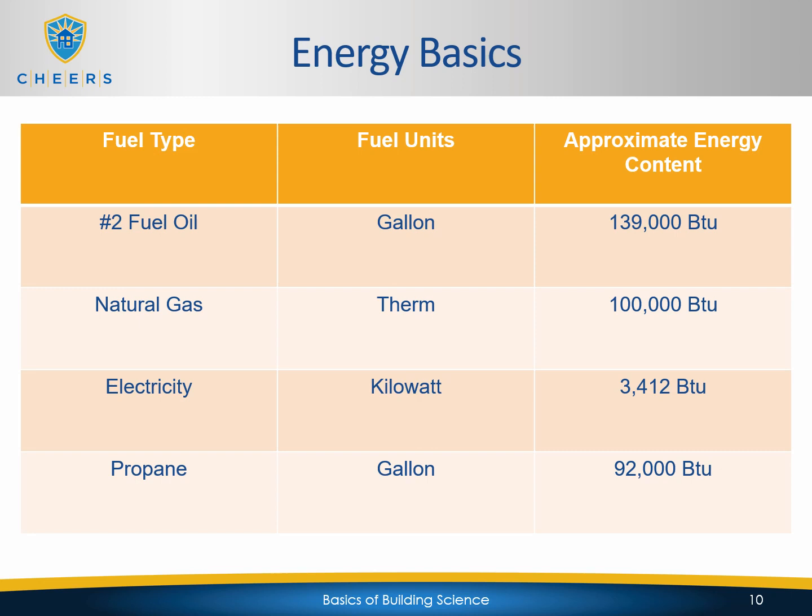Again, you don't have to memorize this chart, but this is just to give you an idea of what we just talked about. On the left hand side, you'll see the fuel type. In the middle column, you'll see the fuel units, so basically the units that that particular fuel is measured in. And then the amount of BTUs that each one of those units holds. And you can see the difference between the four different ones.